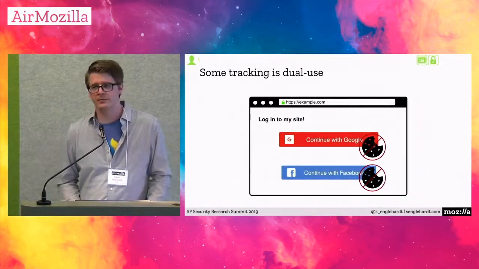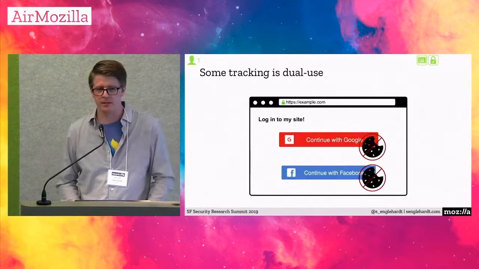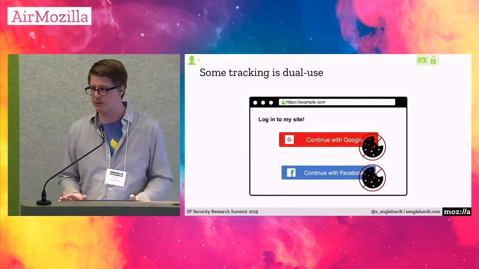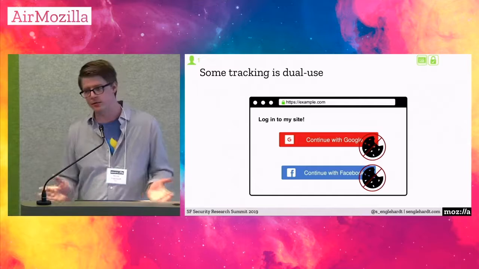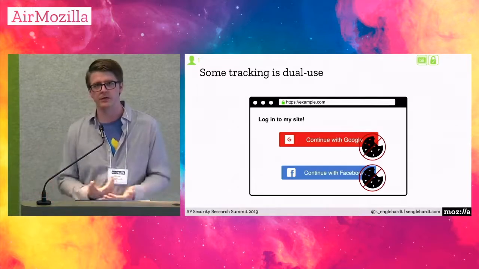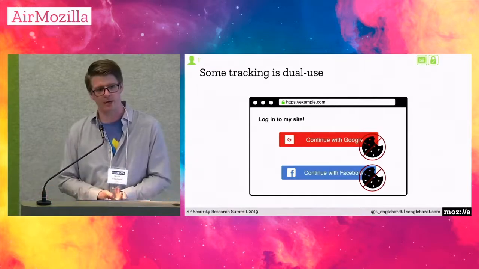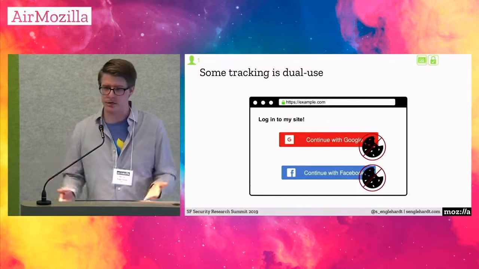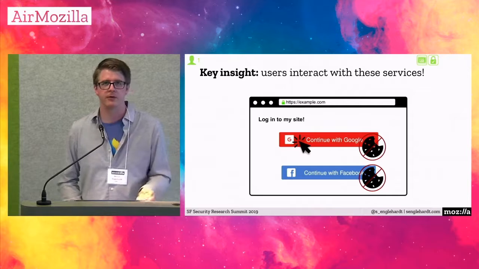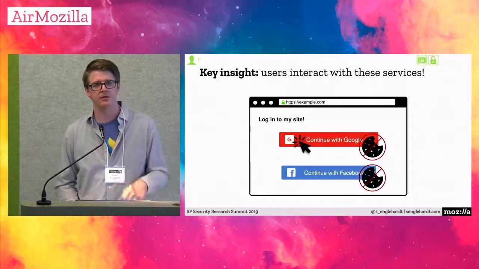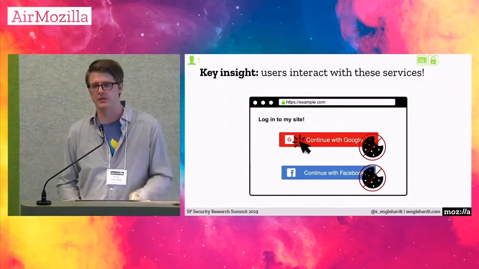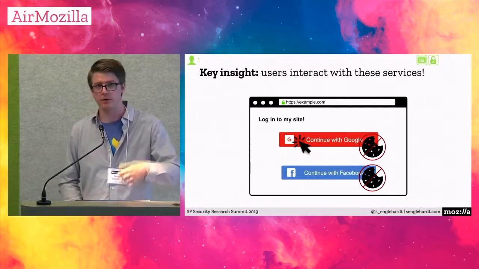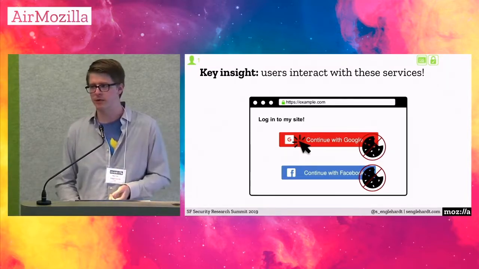But we still run into this problem that I mentioned before, that even for those 2,500 domains, the cookies are still dual use. Good examples are Google and Facebook, right? They have tracking cookies on their main domains, and they also provide login that users care about. But the insight we had is that users also interact with those services. Someone's going to click on a continue with Facebook or continue with Google button.